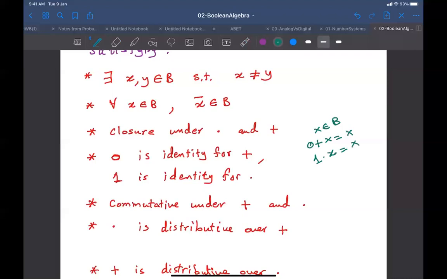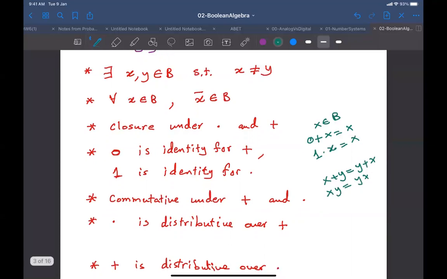So we finished that. Commutativity means that x or y equals y or x, this is commutativity for the or, and commutativity for the and is xy is equal to yx. The order of the operation doesn't matter.